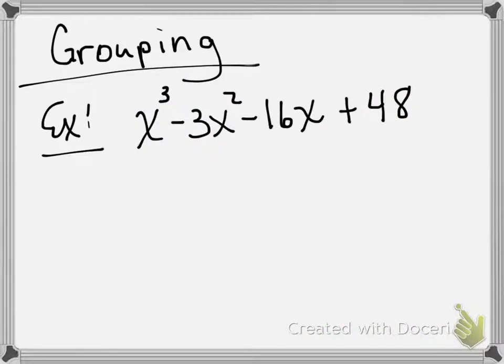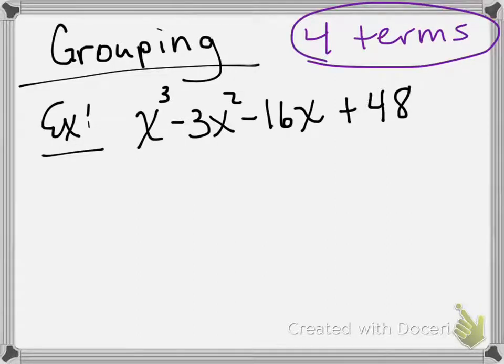The next type is called grouping, and we're only going to group if we have 4 terms. So if you only see 2 terms or only 3 terms, then you know definitely do not group. But when we do have 4 terms, we're going to use grouping, and what I'm going to do is group these 2 and group these 2.